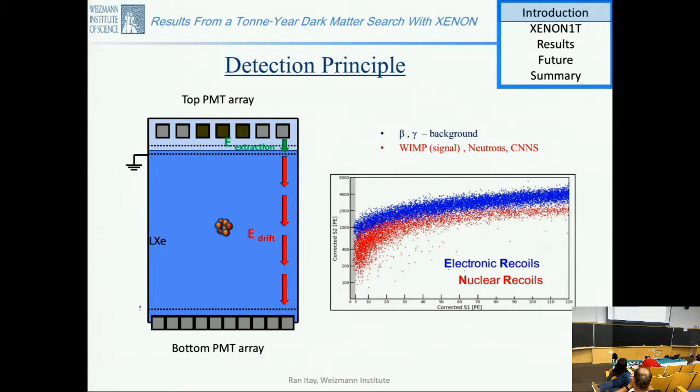A second effect of S2 and S1 is that the ratio between S2 and S1 is different for electronic recoil, which is our background, and for nuclear recoil, which is our expected signal, or some of our expected signal. These are data from a calibration data set, and as you can see, the ratio of S2 over S1 is different for the blue dots, which are electronic recoils coming mainly from betas and gammas, and the red dots, which are nuclear recoils, that might come from a WIMP signal, or they can come from neutrons or coherent neutrino scattering in the xenon. So in this way, we can discriminate between our ER background and our nuclear recoil background.